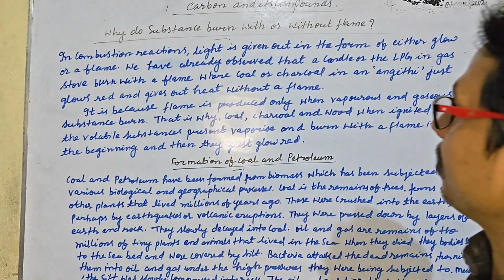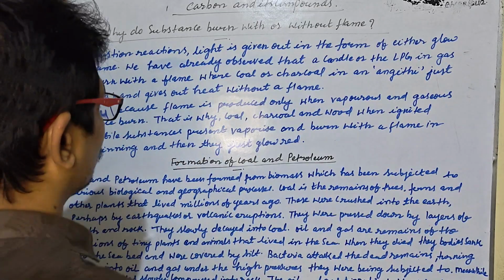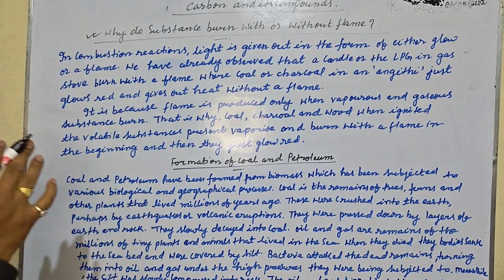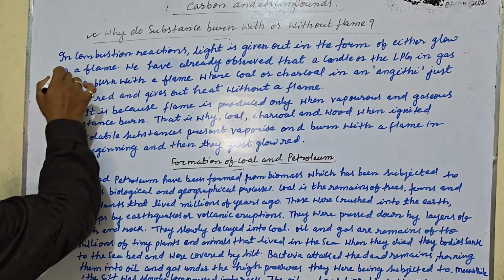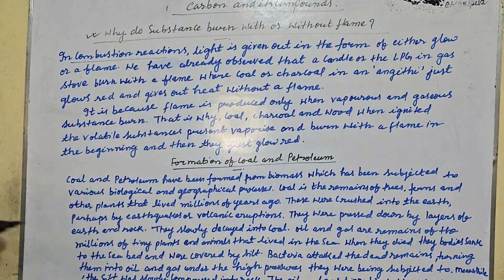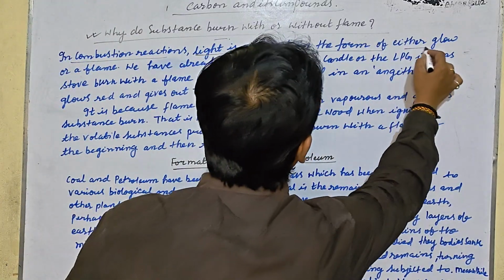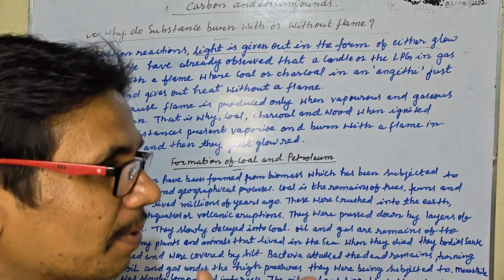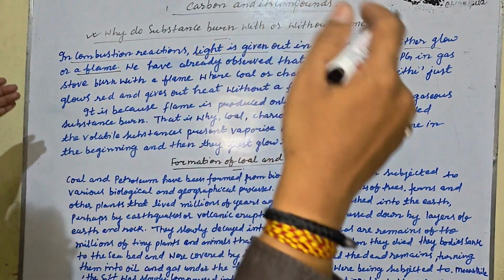Carbon and its compounds. Let us today discuss the introduction. We will discuss why do substances burn with or without flame. The topic is why do substances burn with or without flame. In a combustion reaction, light is given out in the form of either a glow or a flame.